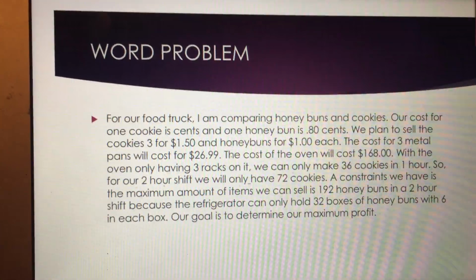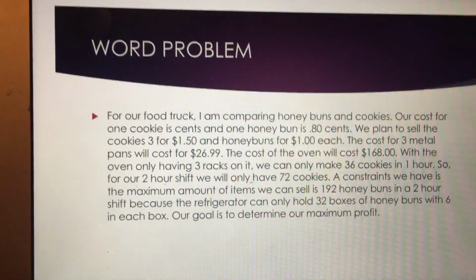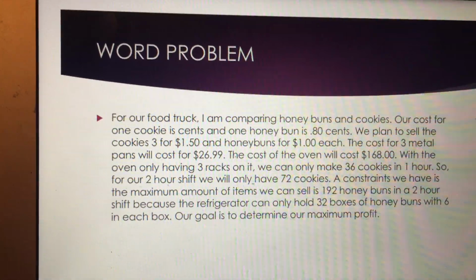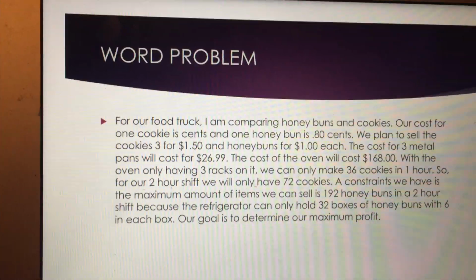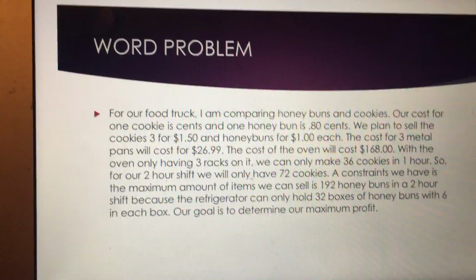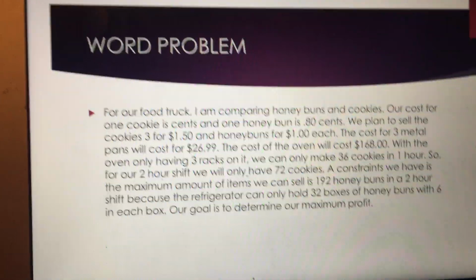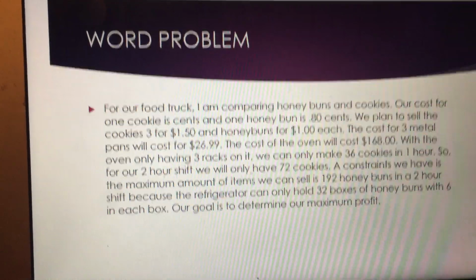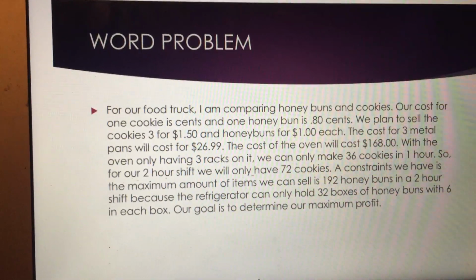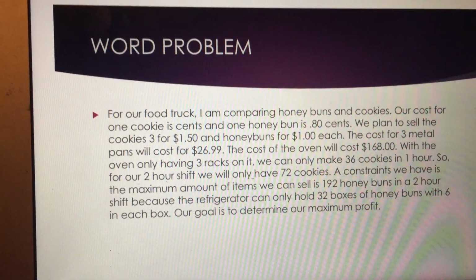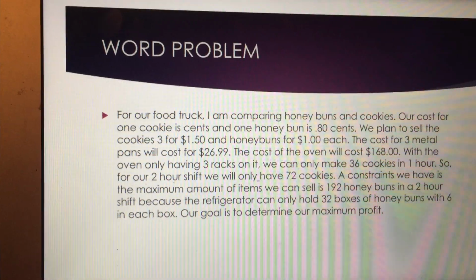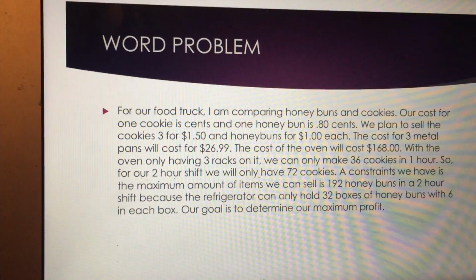A constraint or limit that we have is the maximum amount of items we can sell, which is 192 honey buns in a 2-hour shift, due to the refrigerator only being able to hold 32 boxes of honey buns with 6 in each box. As I said before, our goal is to determine our maximum profit. So what I'm going to explain next is the process to determine the maximum profit.